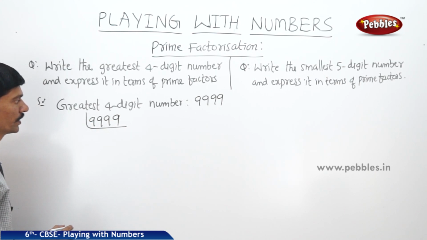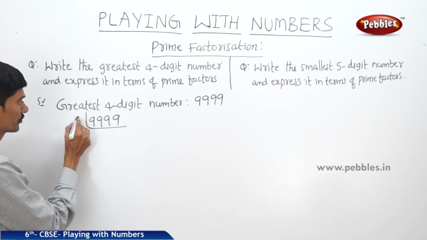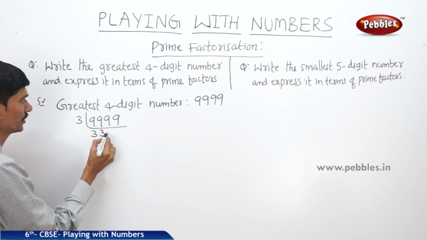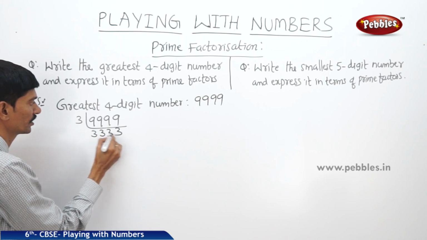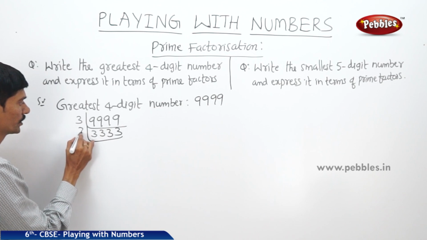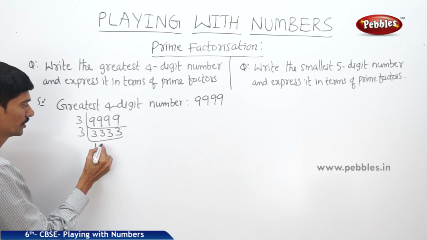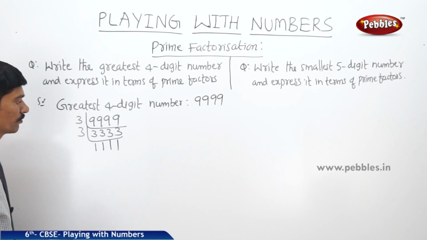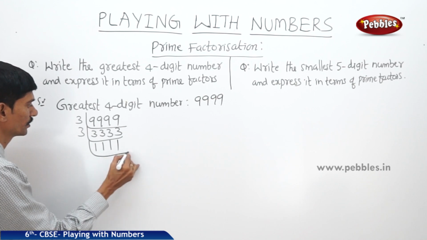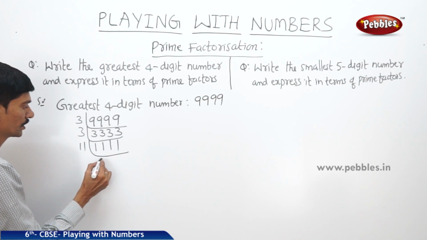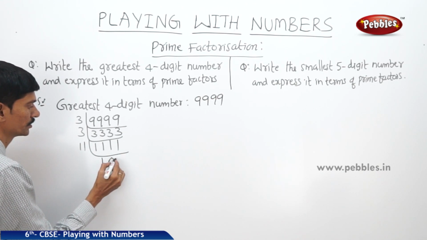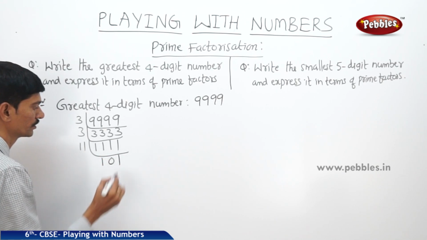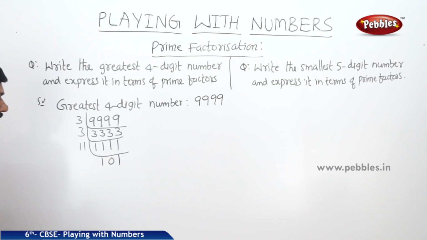it is divisible by 3 table. So 3 3s are 9, 3 3s are 9, 3 3s are 9, 3 3s are 9. So again it is divisible by 3 table. 3 1s are 3, 3 1s are 3, 3 1s are 3, and 3 1s are 3. So then 1111, it is divisible by 11. So 11 ones are 11, 0, and 11 ones are 11. So as 101 is a prime number, it is not divisible by any other number.